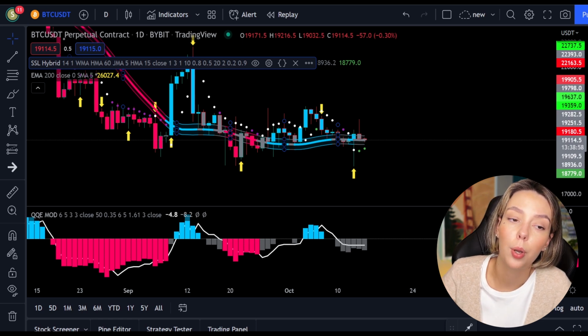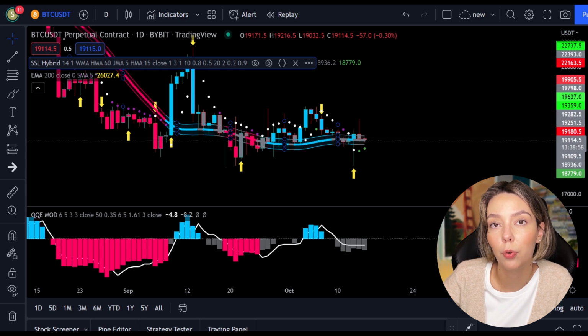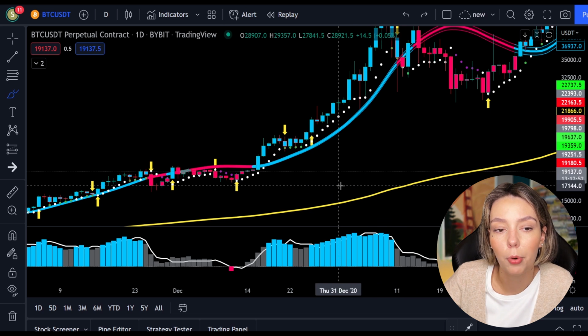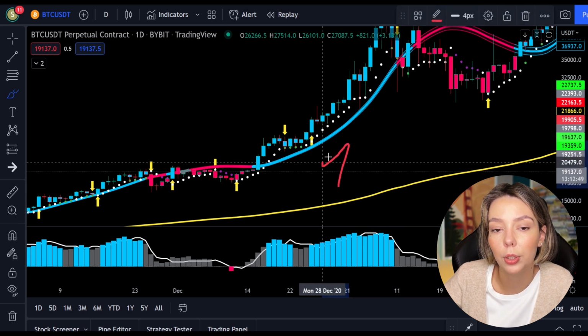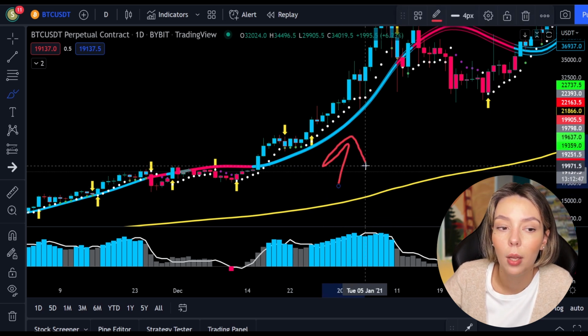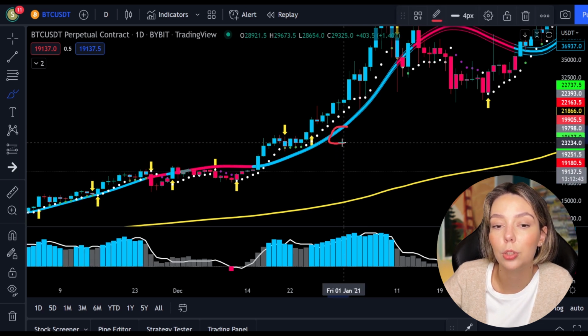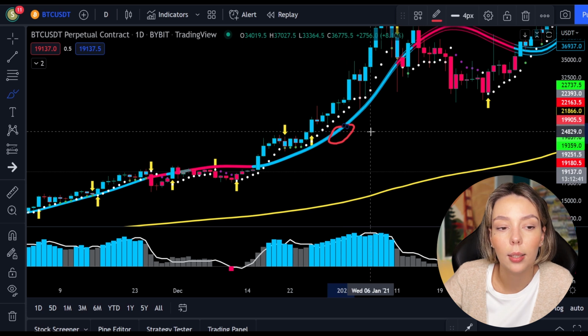First of all, we are going to look at the rules of the strategy for a long trade. Rule number 1. The price action needs to be above the 200 EMA, like it's here. Number 2, the trend line needs to be blue and the price action also needs to be above the trend line, like it's right here.